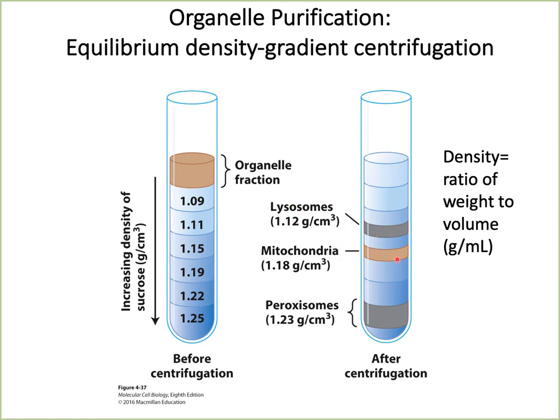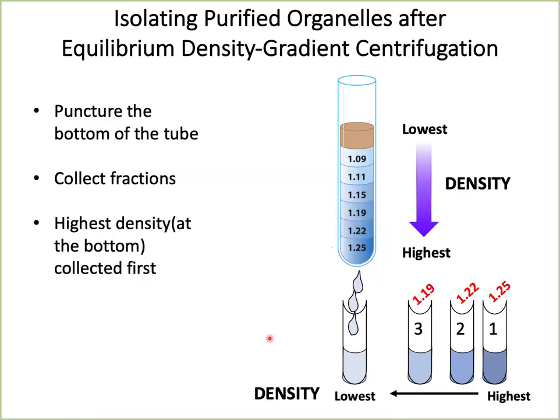Whereas the mitochondria are still moving, and will stop at 1.18 G per cubic centimeter. Peroxisomes are still moving, going almost to 1.23 G per cubic centimeter. So this example will end up with the lysosomes at the top, then the mitochondria, and the peroxisomes at the very bottom. So how do you isolate these purified organelles from the gradient?